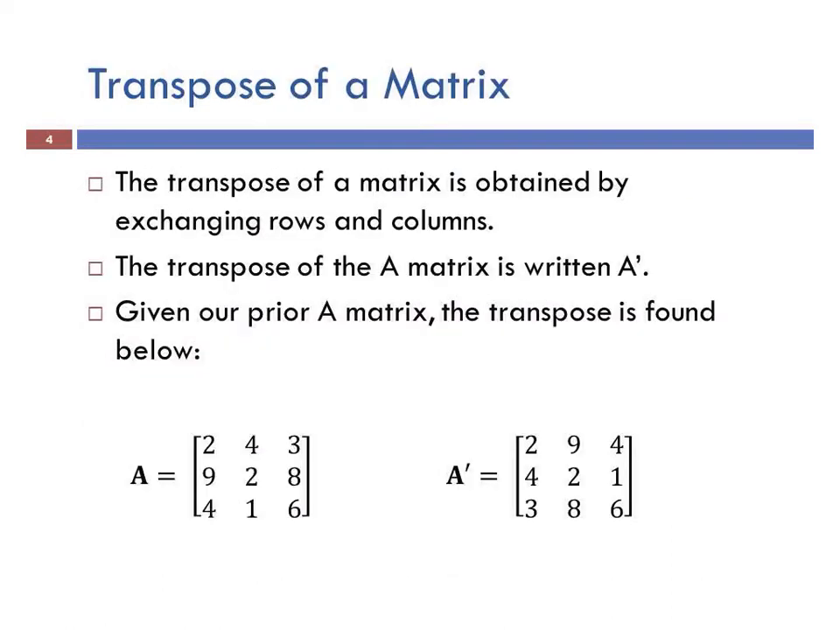Now, the transpose of a matrix is obtained by exchanging the rows and columns. This is denoted by A prime. So we have A over here, and we have A prime to the right. Given our A matrix, you're going to see how we take the transpose. Here, 2, 4, 3 is the first row. It actually becomes the first column in the transpose. 9, 2, 8 was the second row, and it is the second column in the transpose, and 4, 1, 6 was the third row, and it is now the third column in the transpose.